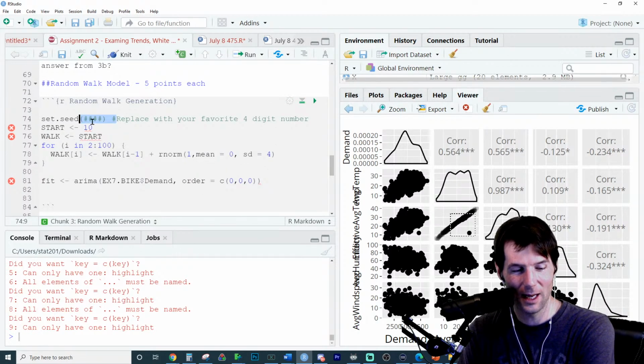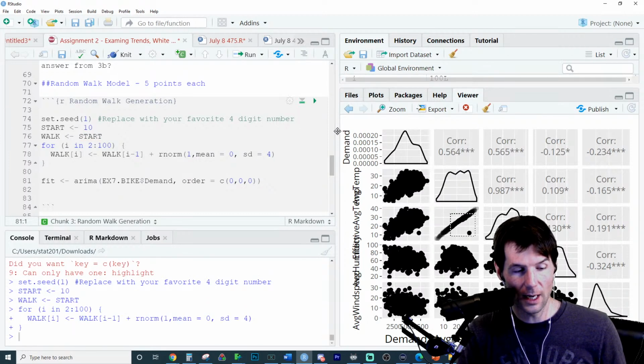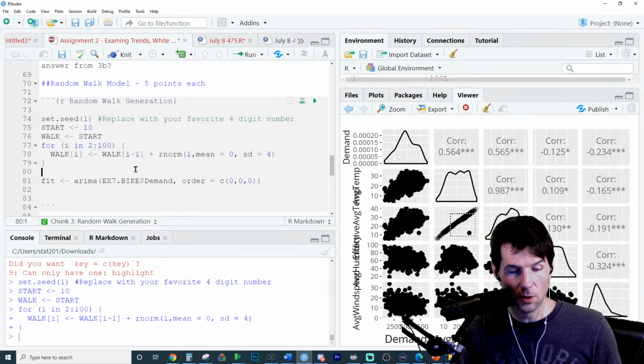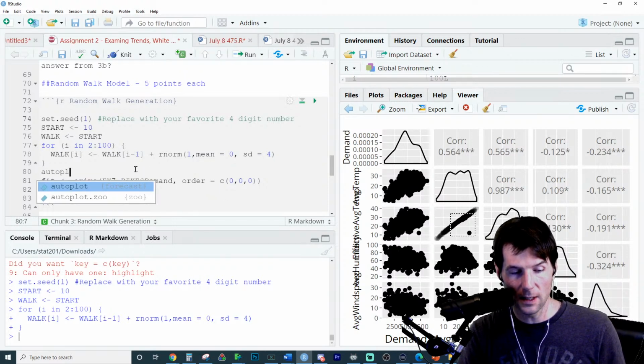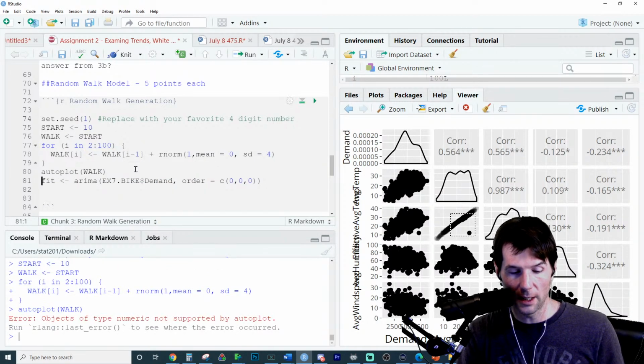Okay, please put in a number here. Don't use the number I'm using. Replace it with a 4-digit number. You need to make sure to do that. You will get your random walk, and mine will be different than yours. The random walk is going to be completely random where it ends up. That's what a random walk is. We're talking about that today in class, and let's autoplot it.